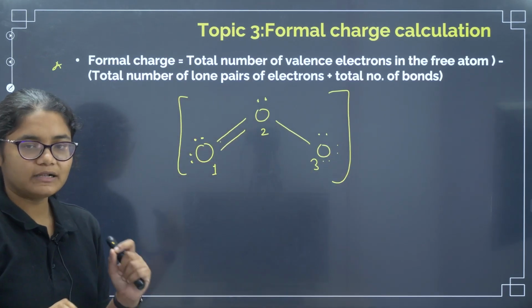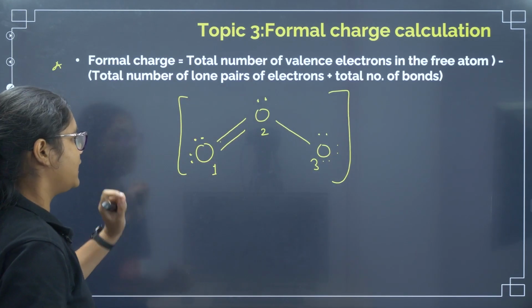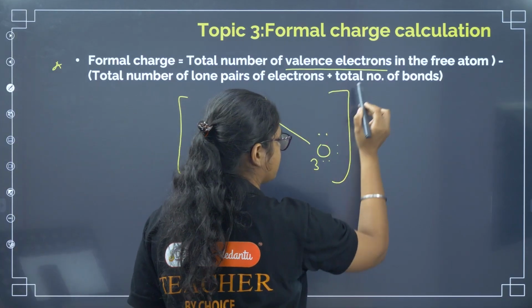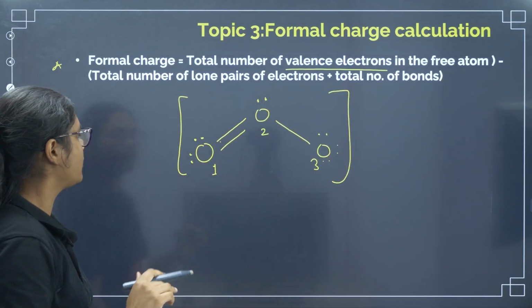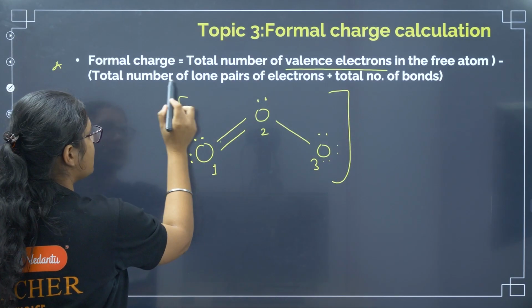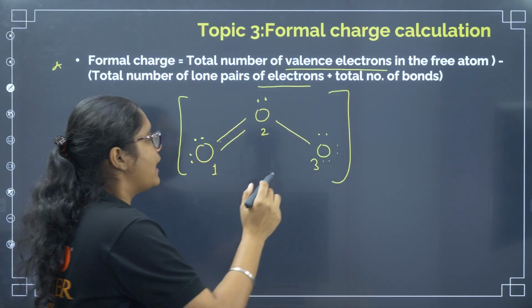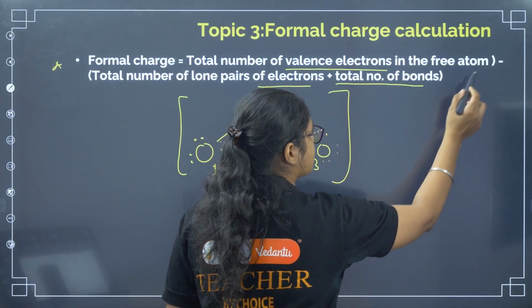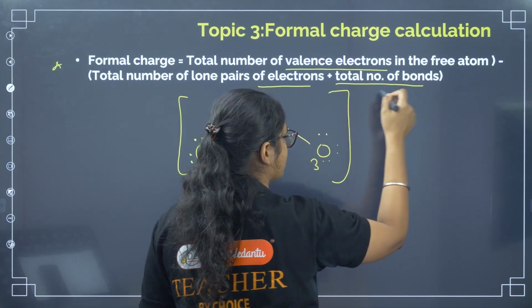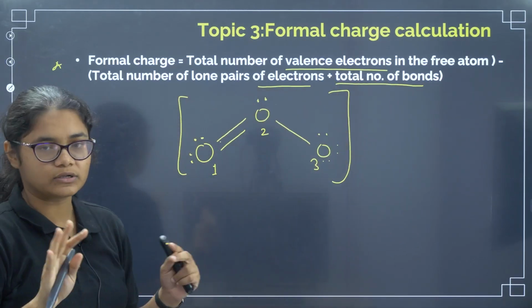Okay. Now the formal charge calculation formula is, for every element, the total number of valence electrons minus the total number of lone pair electrons, how many electrons are there in the lone pairs, and then plus the total number of bonds. Means this is negative only. This total you have to add and then subtract from the total valence electrons.